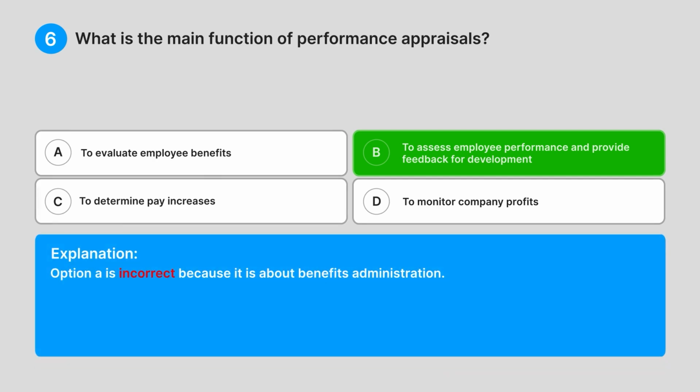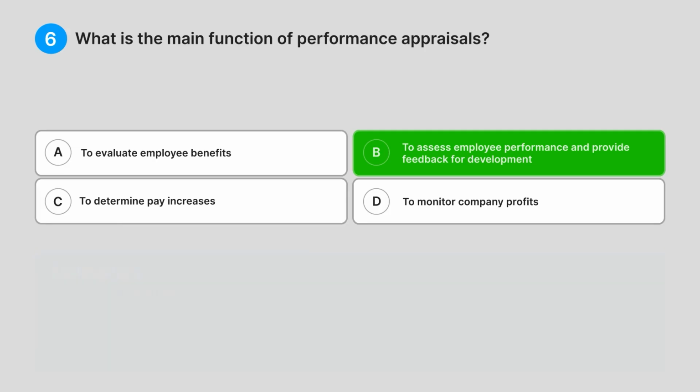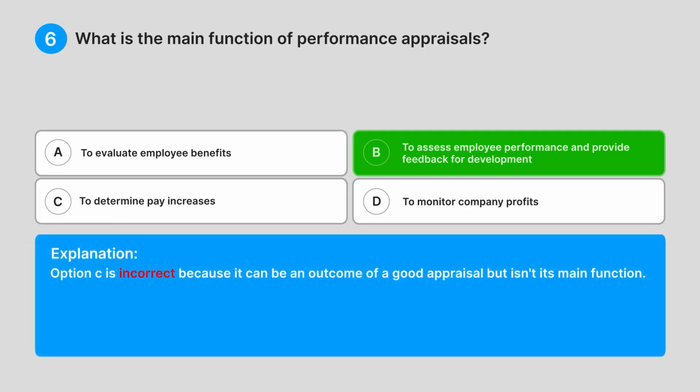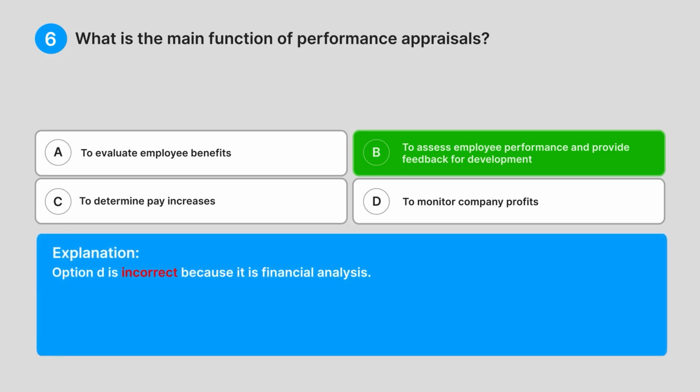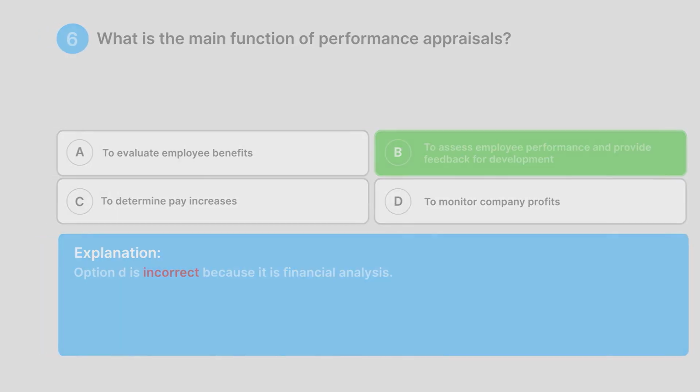Option A is incorrect because it is about benefits administration. Option C is incorrect because it can be an outcome of a good appraisal but isn't its main function. Option D is incorrect because it is financial analysis.